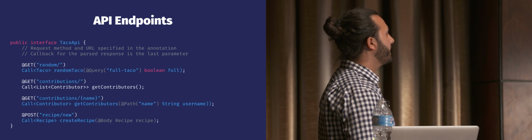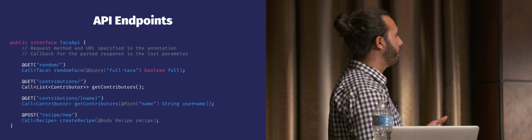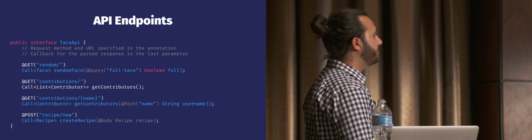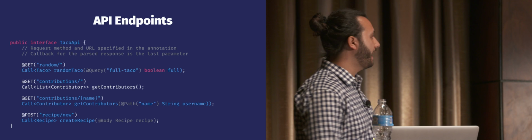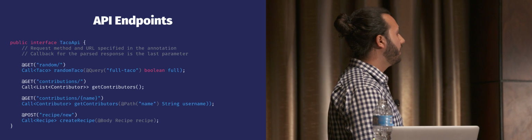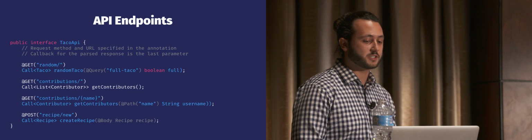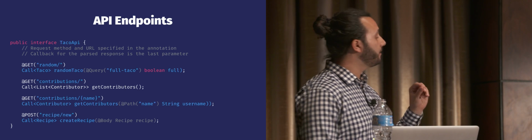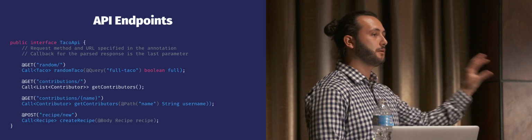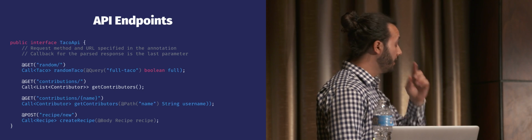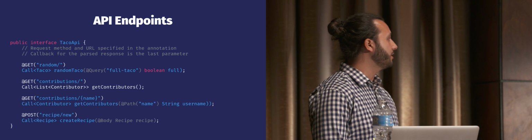So getting a random taco. When we want to get a random taco, all we need to do is call this random taco method, and you can see that it takes an argument of a boolean, full, true or false. And we've annotated it with this Query, full taco. If you annotate an argument using the Query annotation, Retrofit is going to pass that along as a query parameter to the server. So in our instance, if we call random taco true, it's going to say full taco equals true.